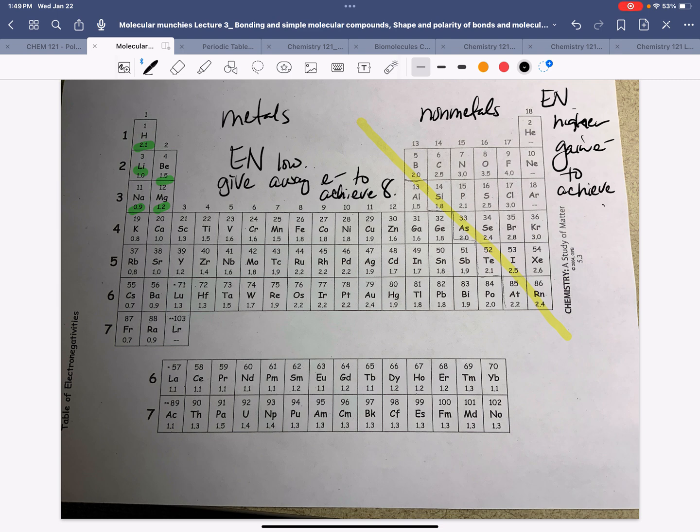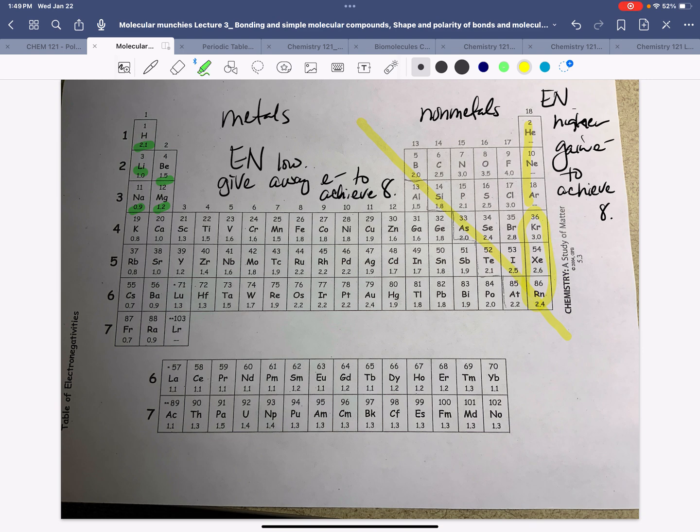And you can kind of see that. One of the things you'll notice is these guys, for the most part, those noble gases over there, with the exception of these guys down here, they don't even have an electronegativity because they don't want electrons. They have achieved stability and they have a full octet. They have stability and they don't want electrons.